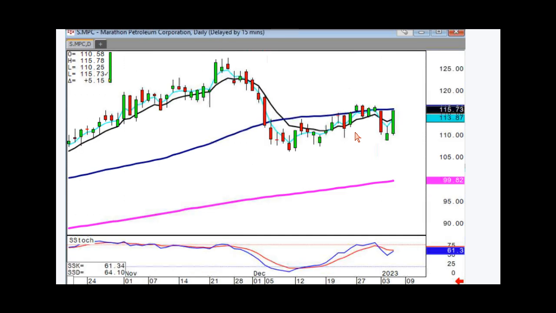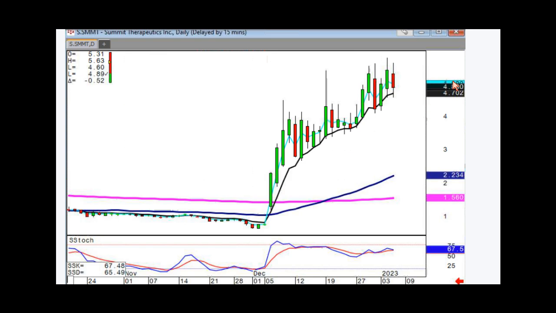MPC, another one that if I was short, I would have covered the short, but I probably wouldn't be going long in that sideways mode. Summit, all you can do here is stay long as this 45 degrees stays above the T-line.